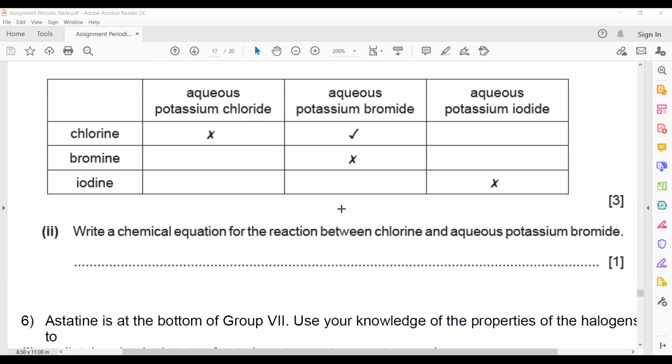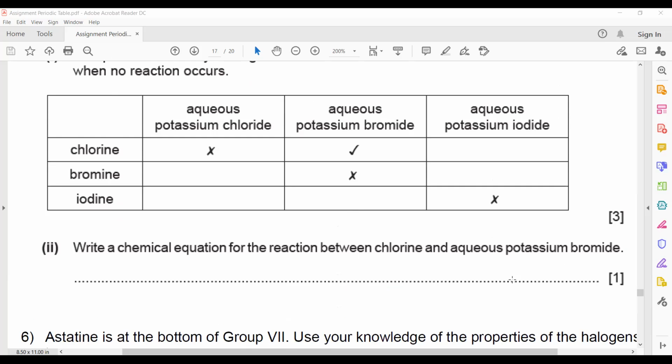Write a chemical equation for the reaction between chlorine and potassium bromide. So we have chlorine reacting with potassium bromide. Chlorine is more reactive, so it will displace bromine. It will form potassium chloride plus bromine. And the equation must be balanced. So this is a balanced equation.